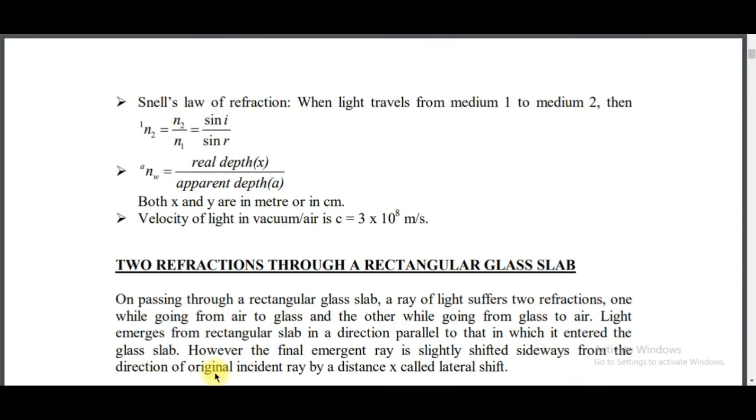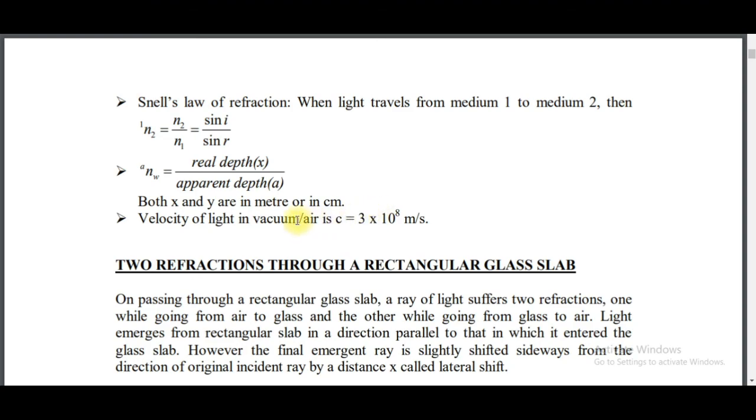Here we have Snell's law of refraction: when light travels from medium 1 to medium 2, then 1n2, that is n2 by n1, is equal to sin i by sin r. That is what we have to remember. n2 by n1 is equal to sin i by sin r, or n1 sin i is equal to n2 sin r. That's simple.